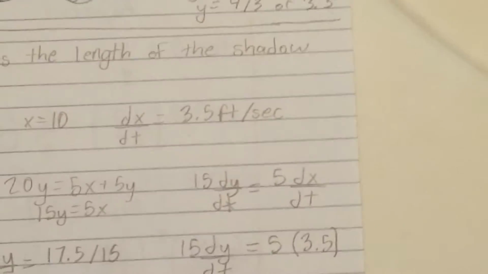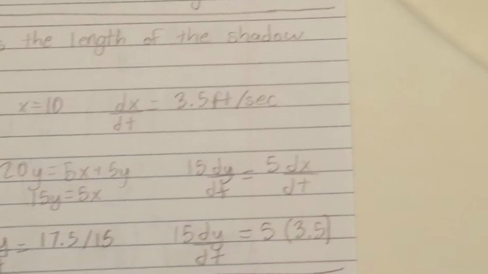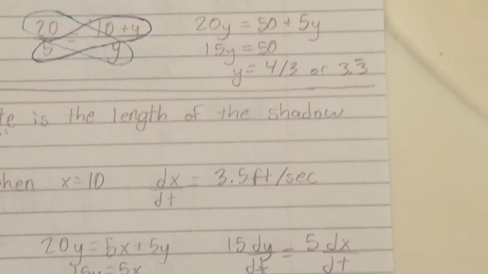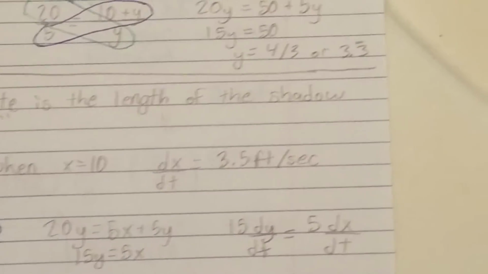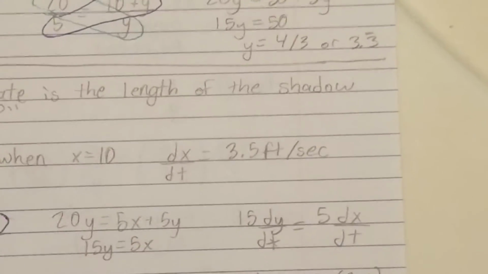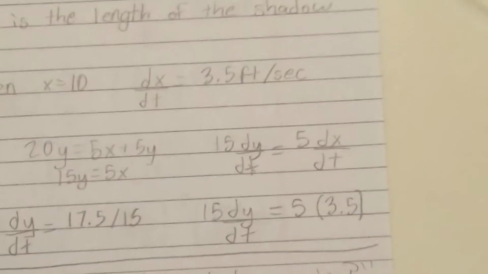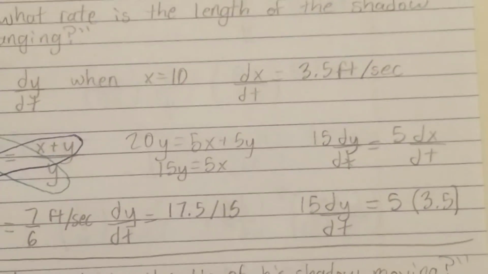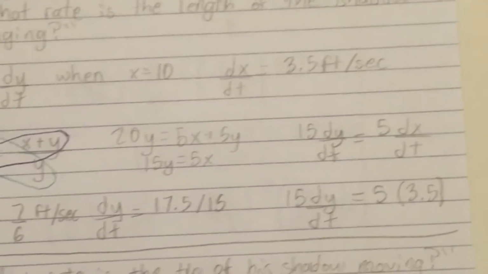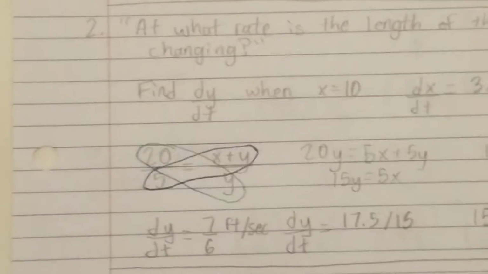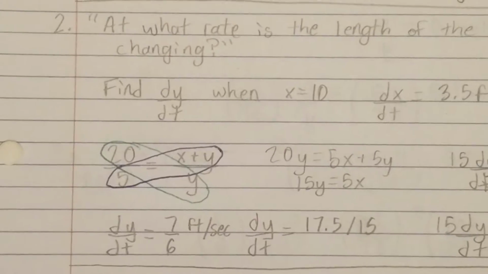And then from there, we find the derivative of that, which is this. And then since we already know what the rate of change of x is, 3.5 feet per second, because that's the rate he's already walking, we could plug that in. So 5 times 3.5, which is 17.5, and then you would divide by 15 on both sides to get the derivative of y by itself. And then you get 7 over 6 feet per second.